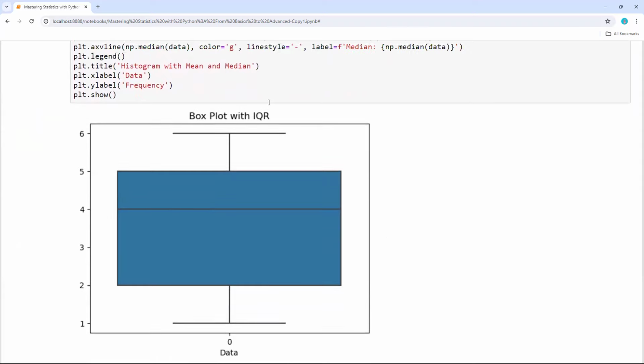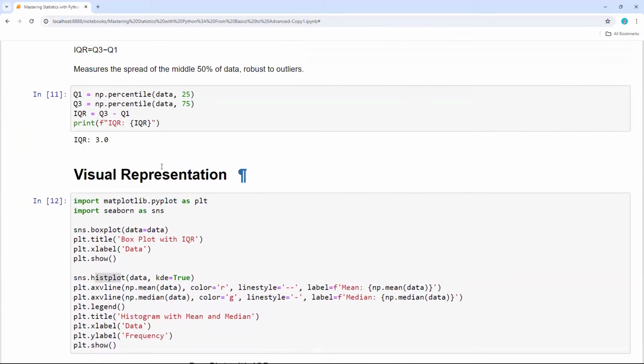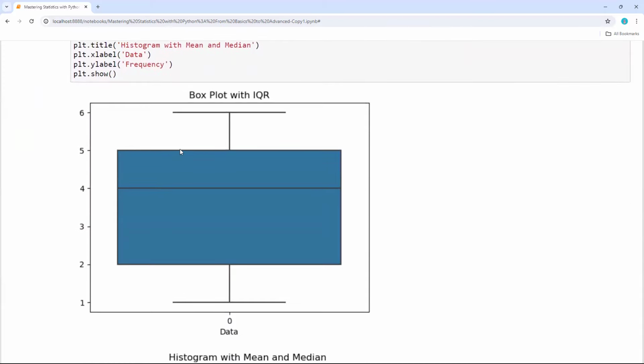So this is the box plot with IQR. This box plot will give me the IQR, and IQR is Q3 minus Q1, right? If I take this as Q0, Q1, Q2, Q3 like this, then this middle 50% is the IQR. This box represents the interquartile range.